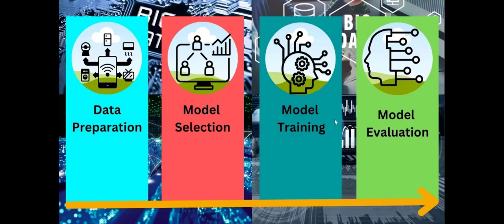Model training. The selected algorithm is trained on the prepared data. The training process involves updating the model's parameters so that the predictions made by the model are as close as possible to the true and real values.